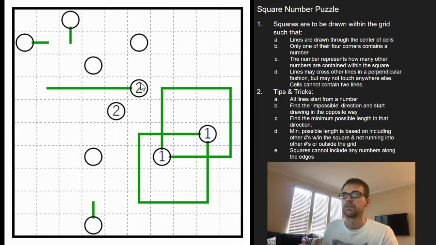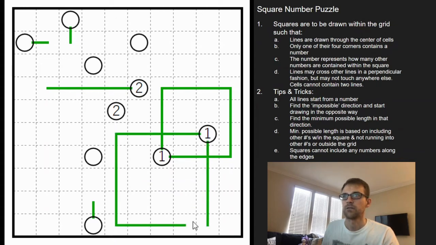And now that I think about it, I actually think this 1 is wrong too, because since the 2 can't go up, it has to come down, and it runs into this other 1. So this is wrong. Let's erase that. I think it has to come 1 further like that. Now this 2 can come down.